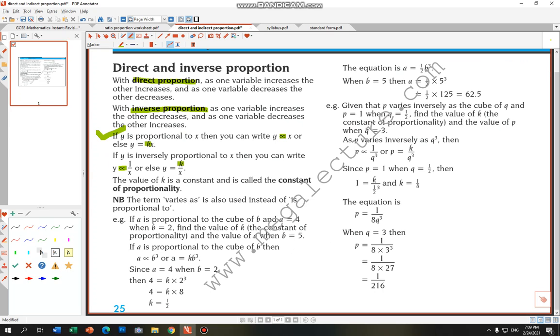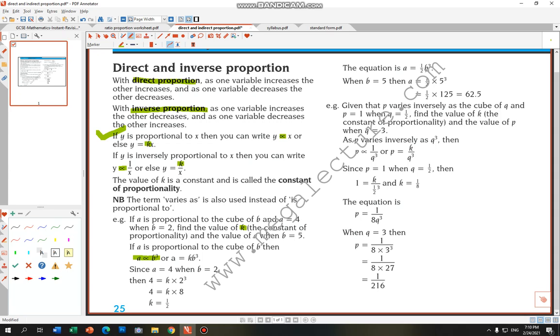Note the term varies as is also used instead of is proportional to. If a is proportional to the cube of b, there must be questions like this. If a is proportional to the cube of b, and a is equal to 4 when b is equal to 2, find the value of k, the constant of proportionality, and the value of a when b is equal to 5.